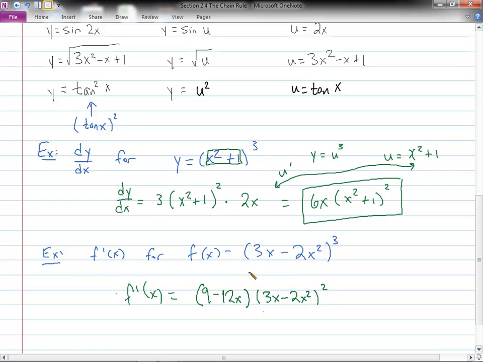Which is fine. There's going to be some subjectivity to what we consider finely simplified. I could obviously multiply that out further. I would actually accept this as well.